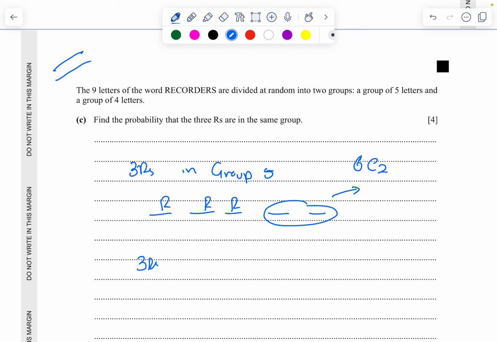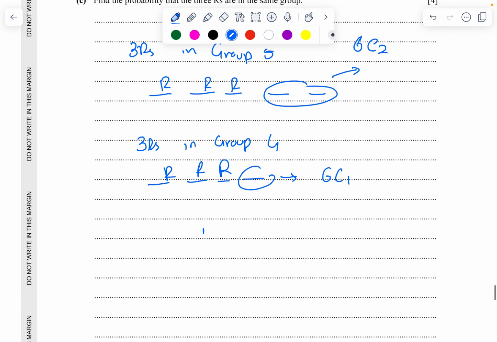Now the 3 R's are in the group of 4: 1, 2, 3, 4. Then this one place can be filled in 6C1 ways. So the answer is going to be 15 plus 6, which is 21.